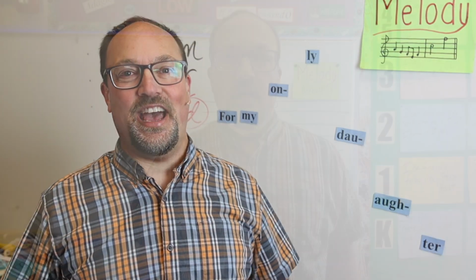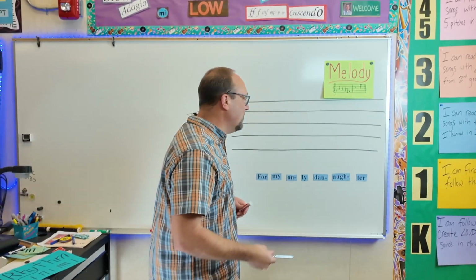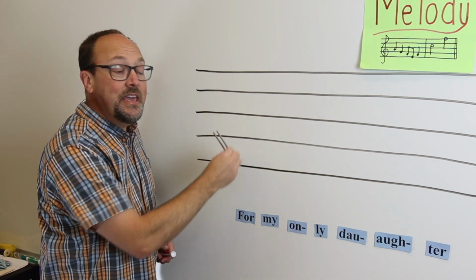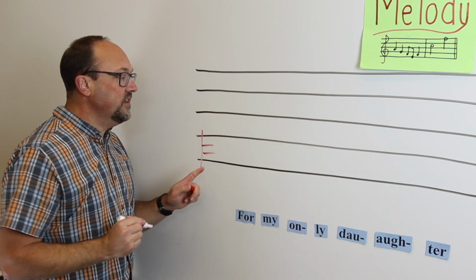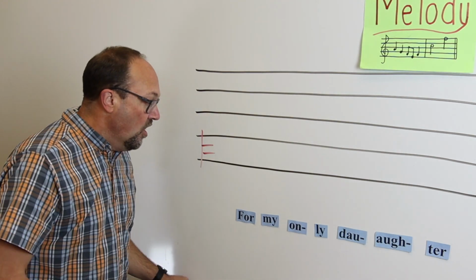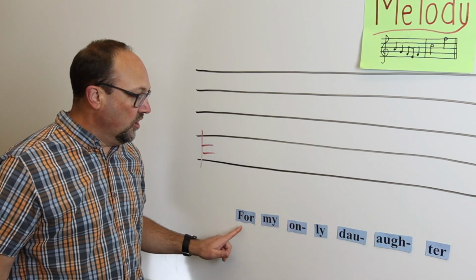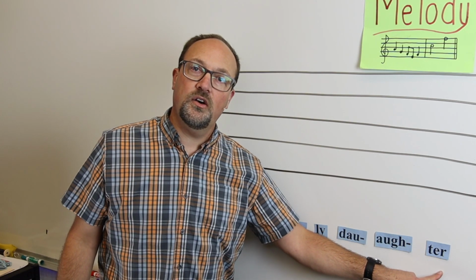Let's try it on a staff. Whenever we start any staff work, that's exactly when I use a tuning fork, and it helps people know where pitches go. So I would pull out the tuning fork. That right there is a mi, re, do. Our do is on space number 1. For my only daughter. Do, do, re, mi, do, la, lo.